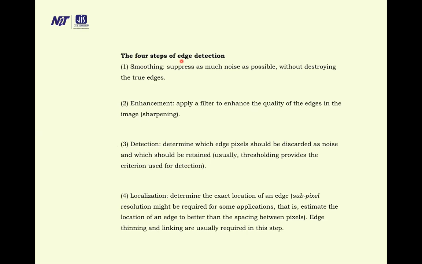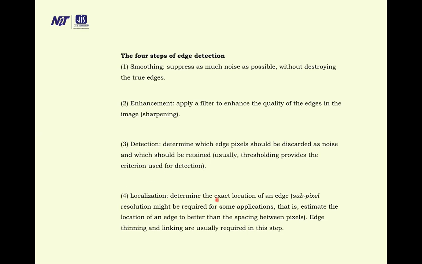The 4 steps of edge detection: smoothing, enhancement, detection, localization. Smoothing: suppress as much noise as possible without destroying the true edges. Enhancement: apply a filter to enhance the quality of the edges in the image, also known as sharpening. Detection: determine which edge pixels should be discarded as noise and which should be retained. Usually thresholding provides the criteria used for detection.